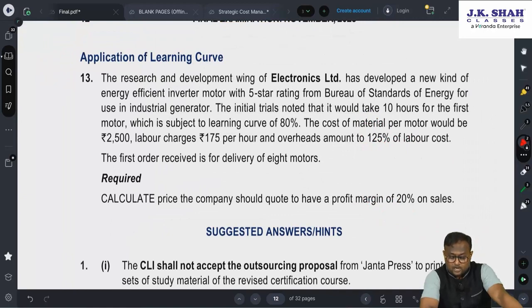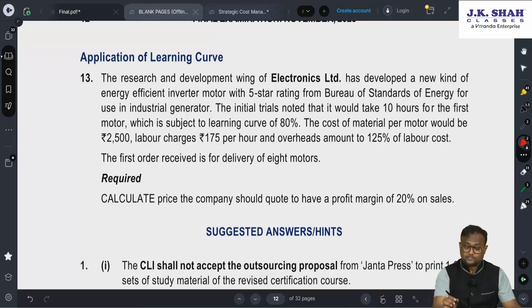Let's go to the last one, question number 13. The research and development wing of Electronics Limited has developed a new kind of energy efficient inverter motor with 5-star rating from Bureau of Standards of Energy for use in industrial generator. The initial trials noted that it would take 10 hours for first motor, which is subject to learning of 80. Okay, so my initial time taken is 10 hours. The cost of material per motor is 2500, labor charges 175 per hour, overheads amounted to 125% of labor. The first order received is for delivery of 8 motors. Okay, calculate price of the company to be quoted at a profit margin of 20% on sales.